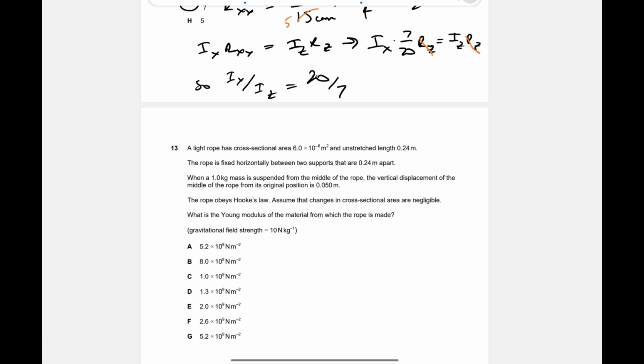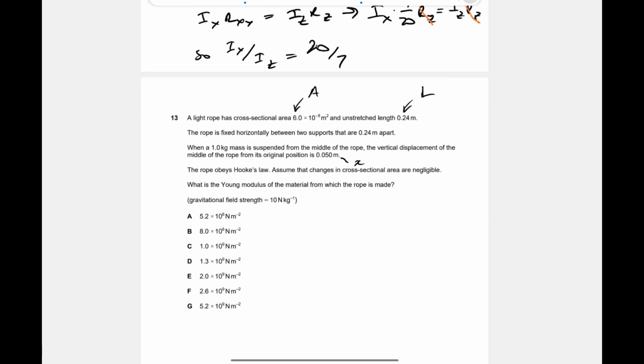And 13, a light rope has cross-sectional area, this, which we'll call A, and unstretched length, this, which we'll call L. The rope is fixed horizontally between two supports that are 0.24 meters apart. When a 1 kilogram mass is suspended from the middle of the rope, the vertical displacement in the middle of the rope is X.